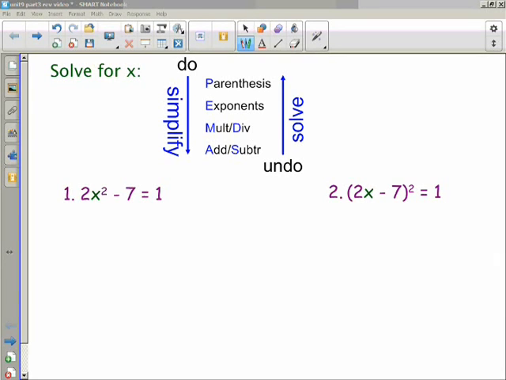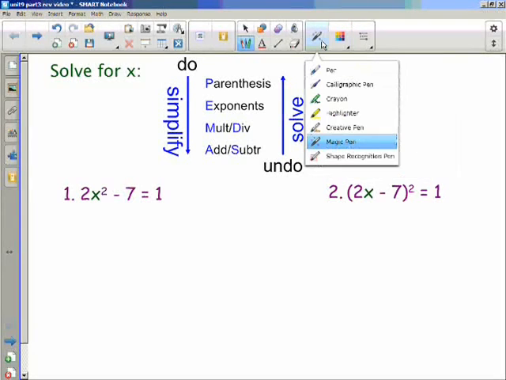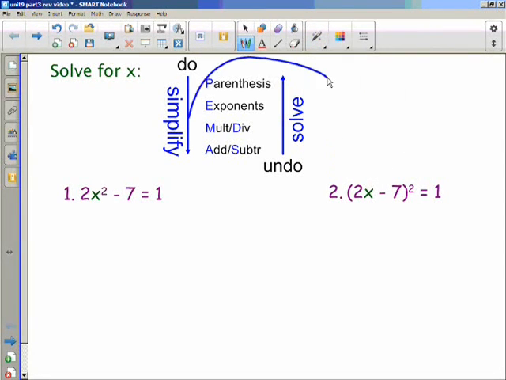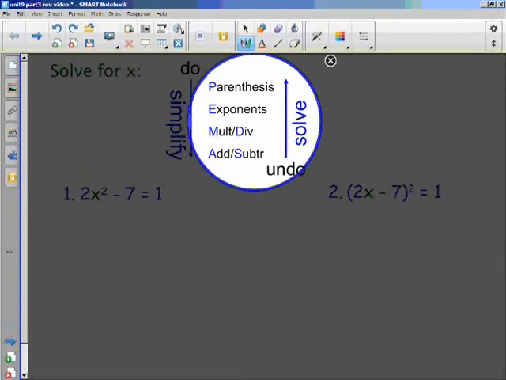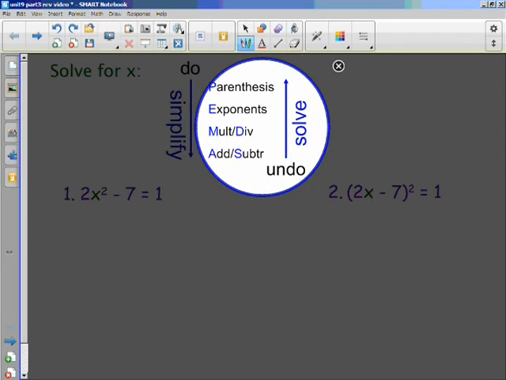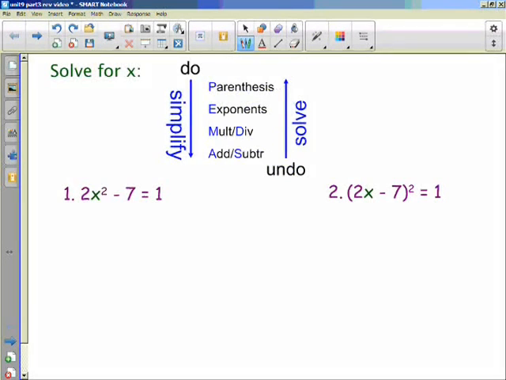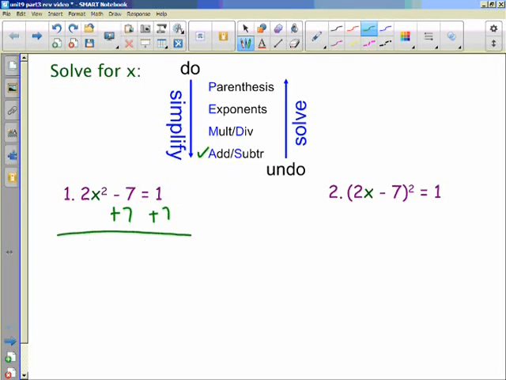All right, so we're looking at a problem here where we're solving an equation, and to solve this equation we need to do the order of operations. We want to make sure we're using our order of operations in reverse order to solve. So I'll start with this number 1 here. We have addition or subtraction to undo. There's no parentheses. We add to both sides. We get 2x squared equals 8.